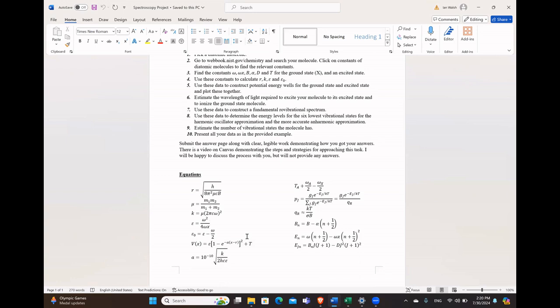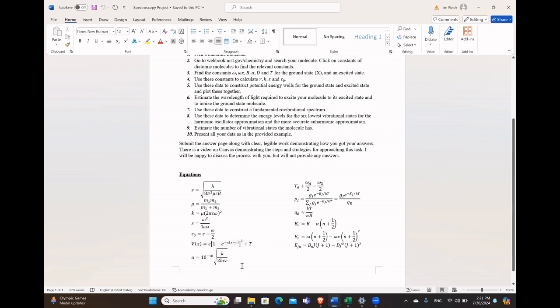Hopefully, if you're thinking of how would I break a bond, what does the energy of a bond look like, you come up with something that looks pretty much like this. And it's a relatively simple equation. It's epsilon, so this is our epsilon from here, our bond energy. And then we have 1 minus e to the minus a times (x minus r) squared, plus t.